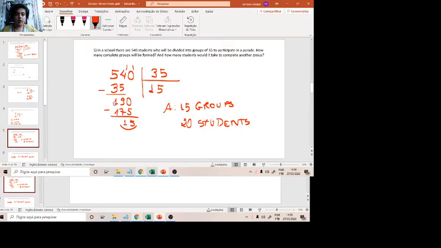Then 5. In a school, there are 540 students who will be divided into groups of 35 to participate in a parade. How many complete groups will be formed? And how many students would it take to complete another group? So I have to take 540 students, divide by 35. This division gives me 15 as a result, but it's less 15. This remainder, for I complete another group of 35, I have to do 35 minus 15. Yes? And this is giving me 20, is the lack of students that misses for I form another group.